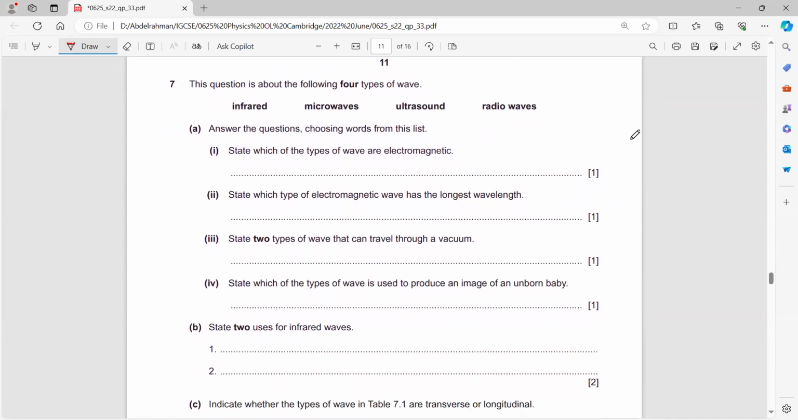Okay. Four types of waves. Questions choosing words from this. State which of these types are electromagnetic. Infrared and microwaves, of course, and the radio waves. Which of the electromagnetic waves has the longest wavelength? The radio, of course. Radio waves have the longest wavelength.